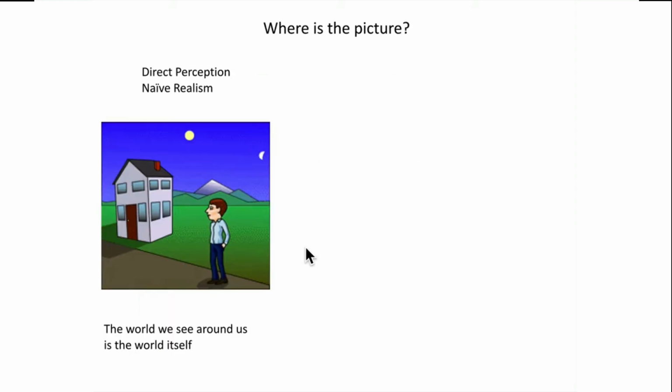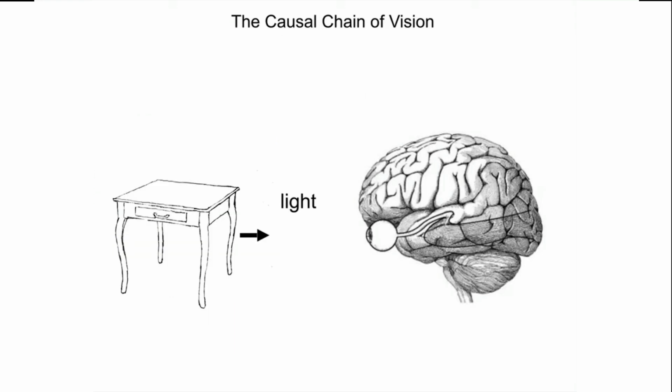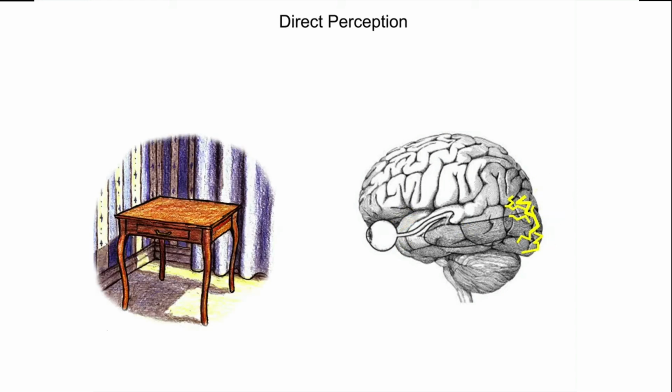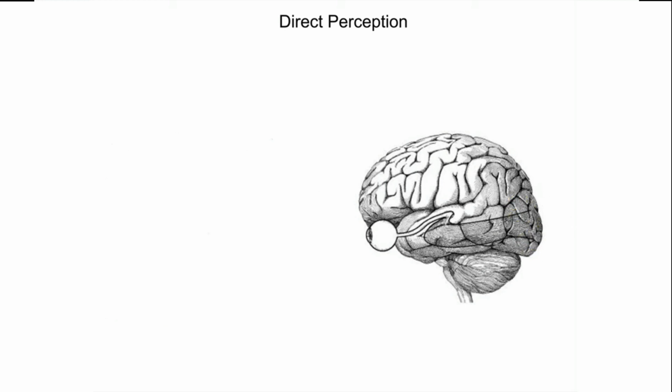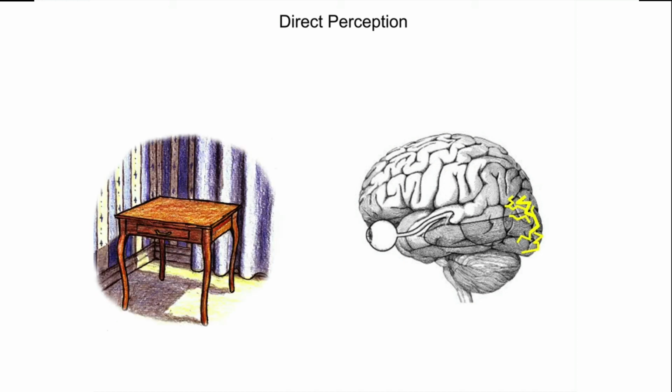So, according to direct perception, or naive realism, the world we see around us is the world itself. The problem with this view is the causal chain of vision. Light from the world enters our eye, where it is transduced to an electrochemical signal, which is then sent from the eye to the brain, where it stimulates a pattern of electrical activity, which has the consequence of us experiencing the visual scene. So the appearance of the conscious colored percept is causally dependent on the presence of this pattern of activation and not in direct contact with the activation that causes it.